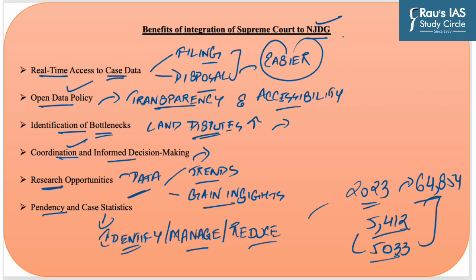So in crux, with the Supreme Court's participation, the NJDG now includes all the three tiers of the Indian judiciary, completing a significant aspect of the eCourts project, which also aligns with the Indian governance ease of doing business initiative.